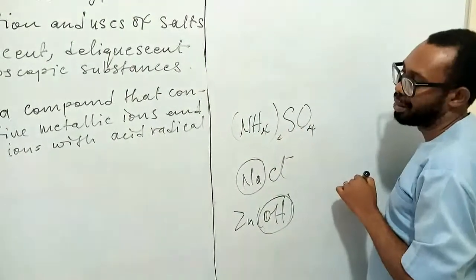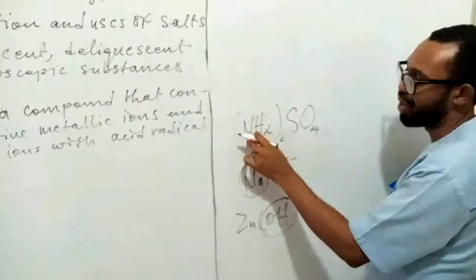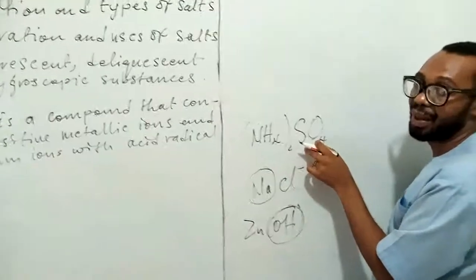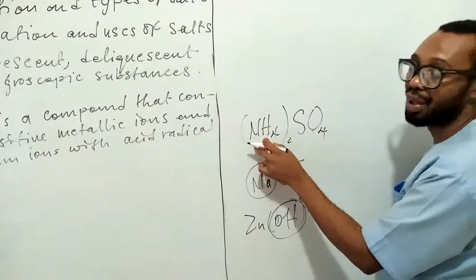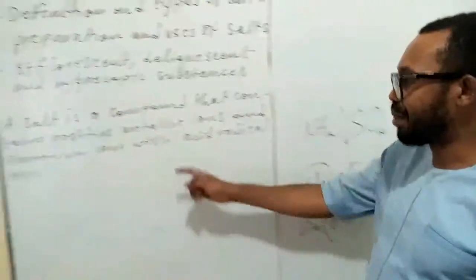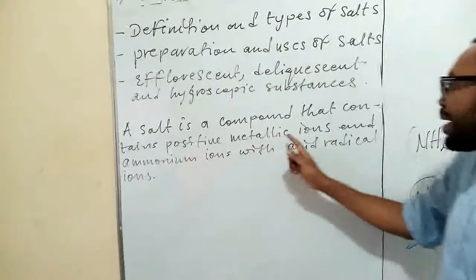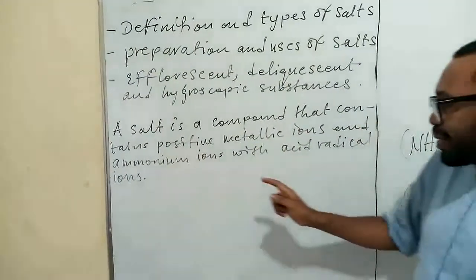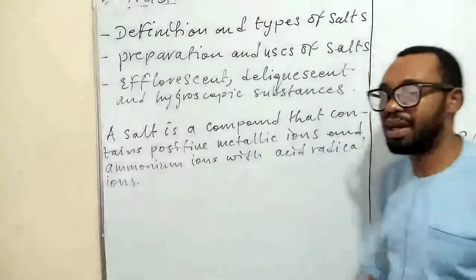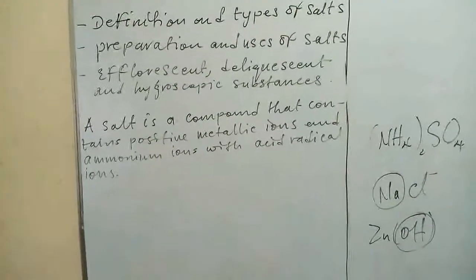But if you have, let's use (NH4)2SO4, you see it? This is the ammonium ion. This is an acid radical. We have said that it at least must contain, if not the metallic ion, ammonium ion coupled with acid radicals. Is that clear?